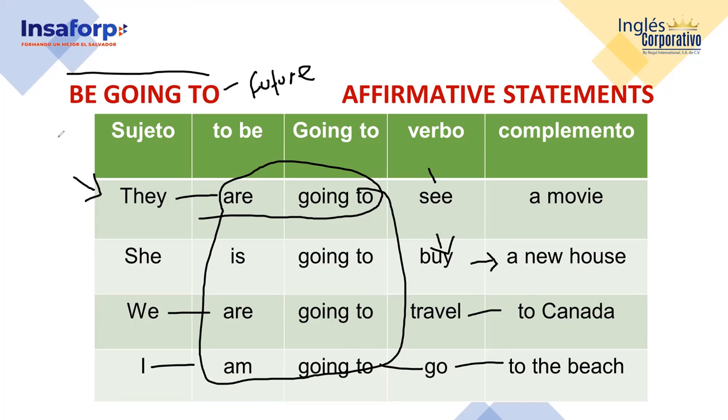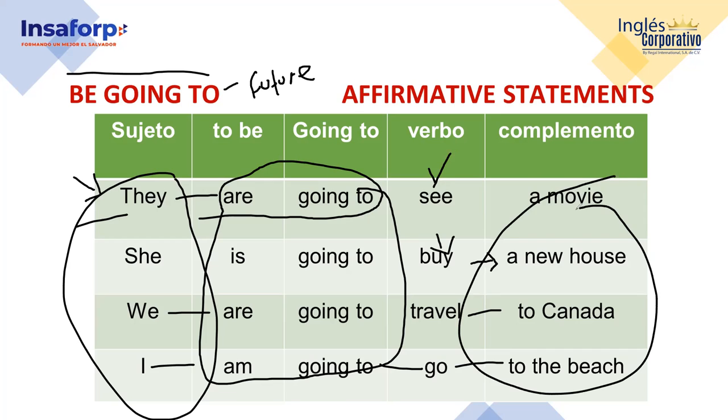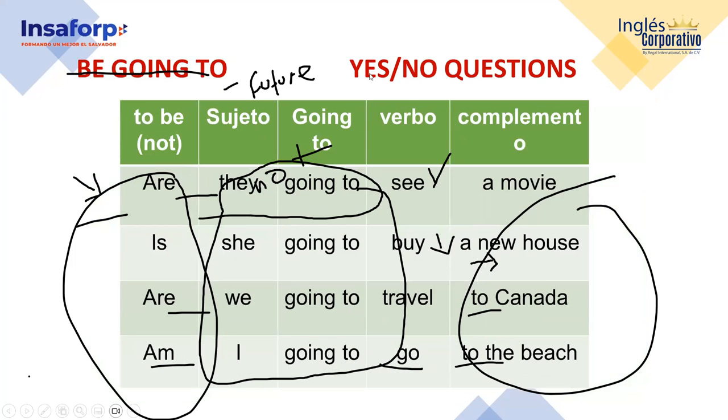All these sentences are based on the subject, the auxiliary, the verb, and the complement, right? All of them are the same. And if we want to have them in negative, the only difference is that we are going to add not. They are not going to see a movie. She is not going to buy a new house. We are not going to travel to Canada. I am not going to go to the beach. Those are the negatives. Then we have the equations.